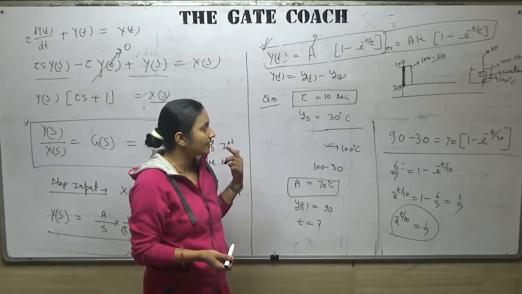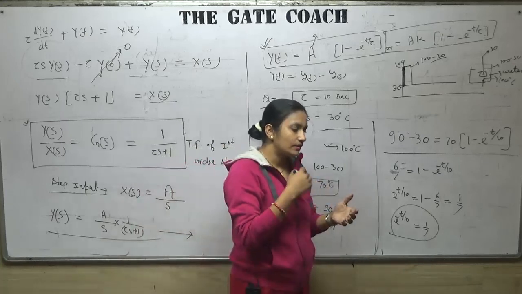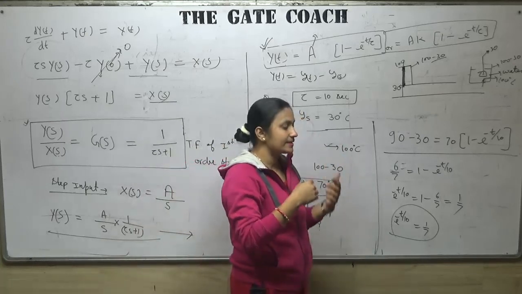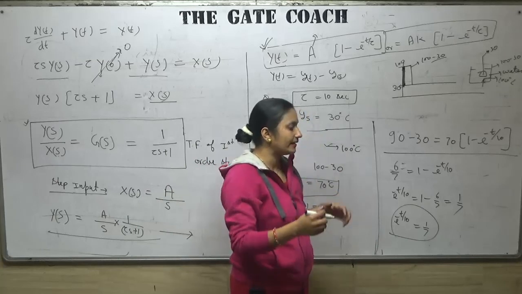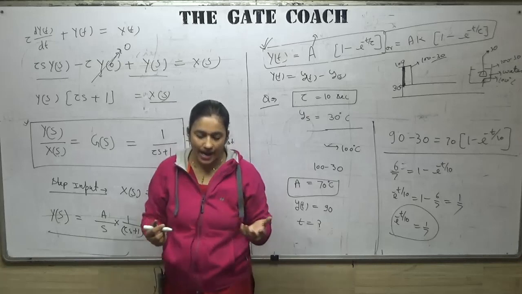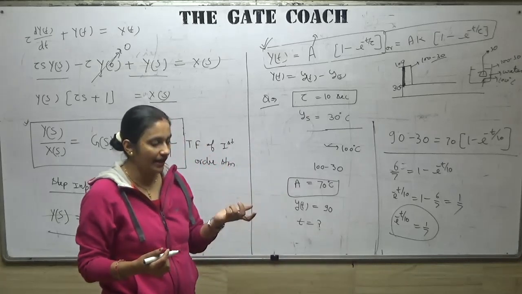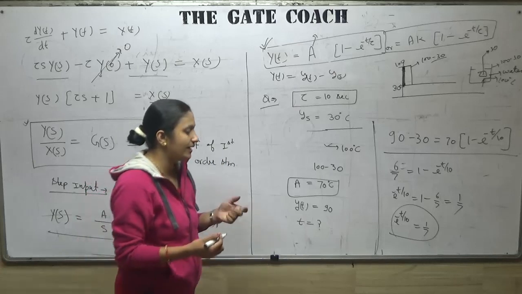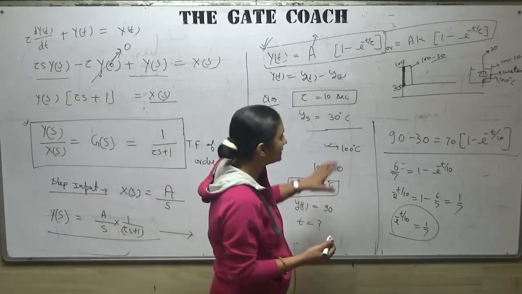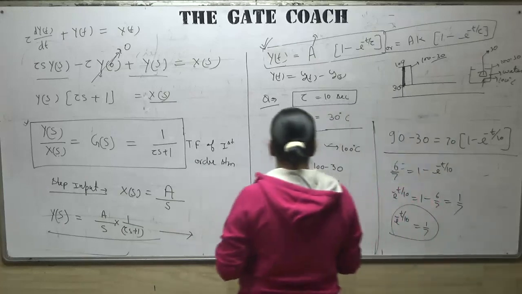A ramp input is where your temperature increases linearly with time. Like if you are giving a set value to your oven, such that every 10 minutes it rises by 10 degrees Fahrenheit, or every 5 minutes it rises by 10 degrees Fahrenheit, that will be the ramp input. But this is the example of step input. Okay, do you get it?